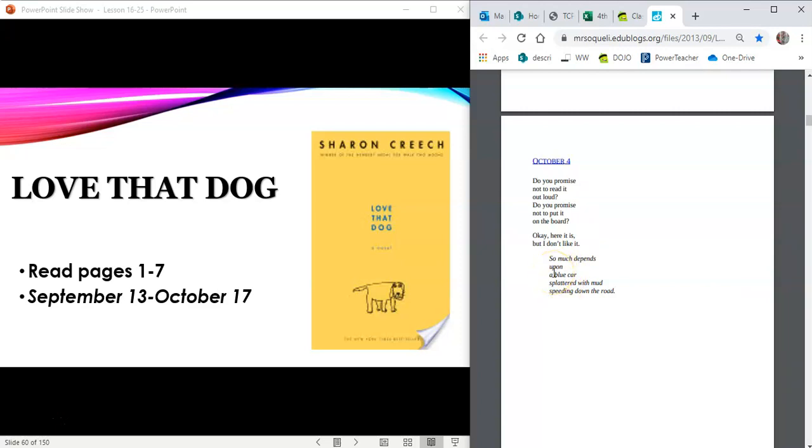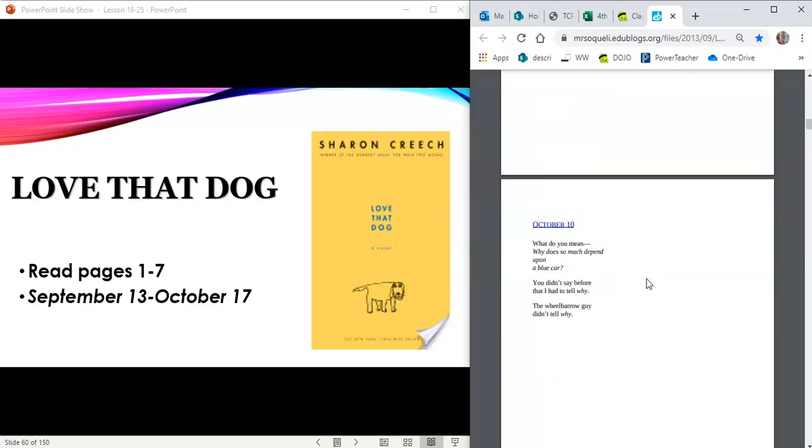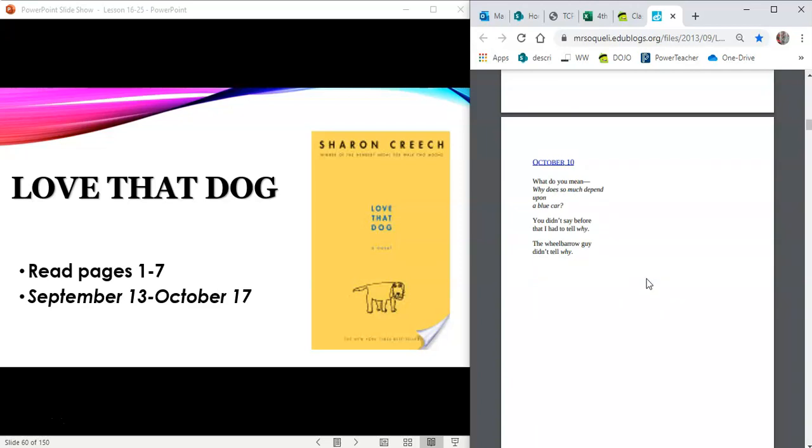Close your eyes one more time and let me read that to you. So much depends upon a blue car, splattered with mud, speeding down the road. What did you just see? You saw a blue car, dirty with mud, going very fast, right? Maybe in front of your house, maybe your neighbors, but it was going very fast. Okay, flip the page. We're on October 10.